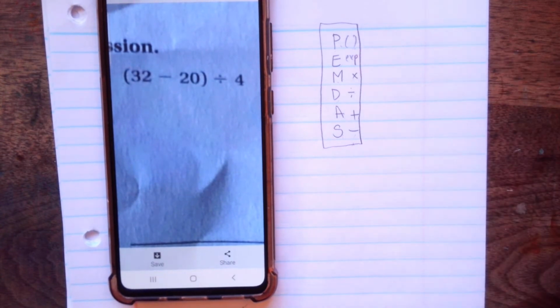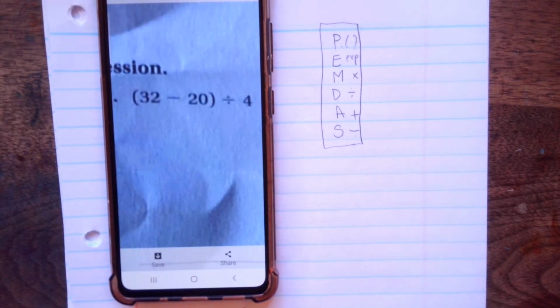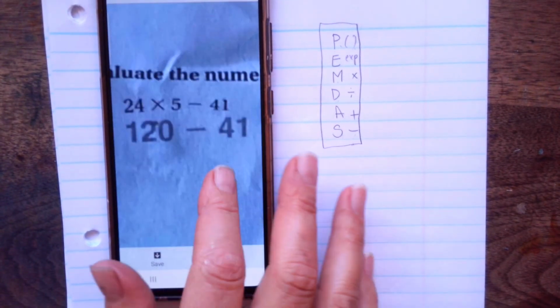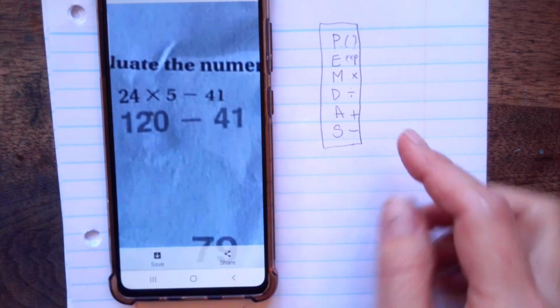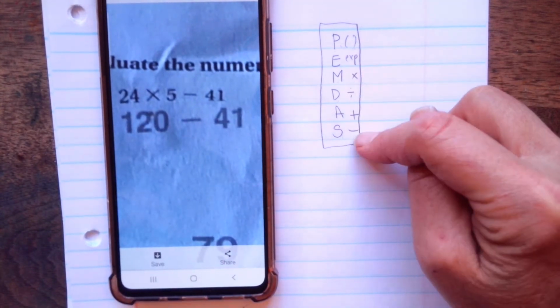Our teacher wants us to do it a different way. This is the only way to do it, honey. Like 24 times 5 minus 41? Yeah, we just did that one. So for that one, we had multiplication and subtraction. So you look on this chart, what comes first is multiplication, then subtraction.